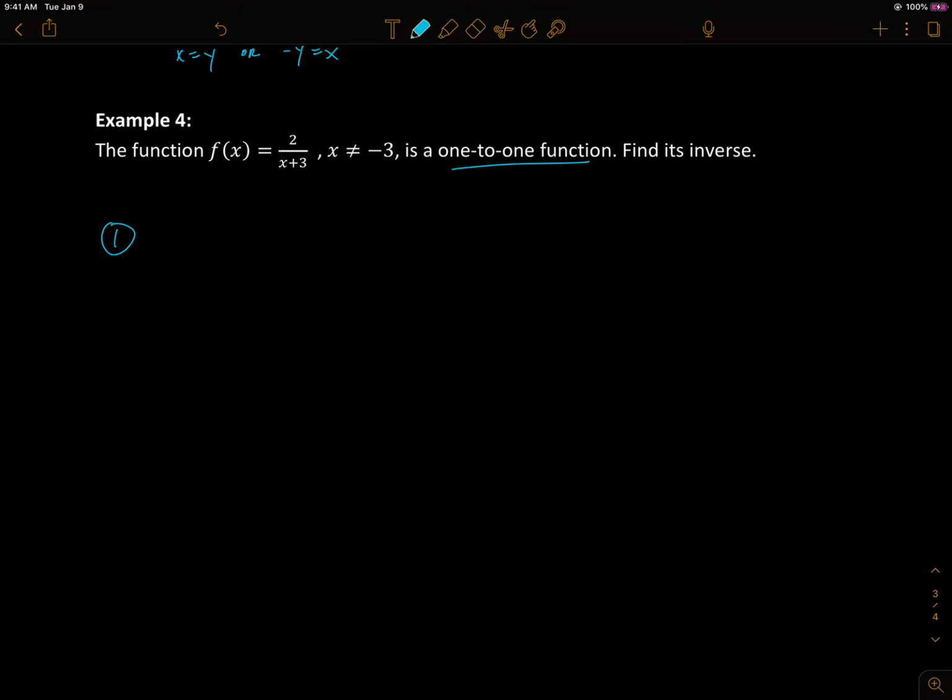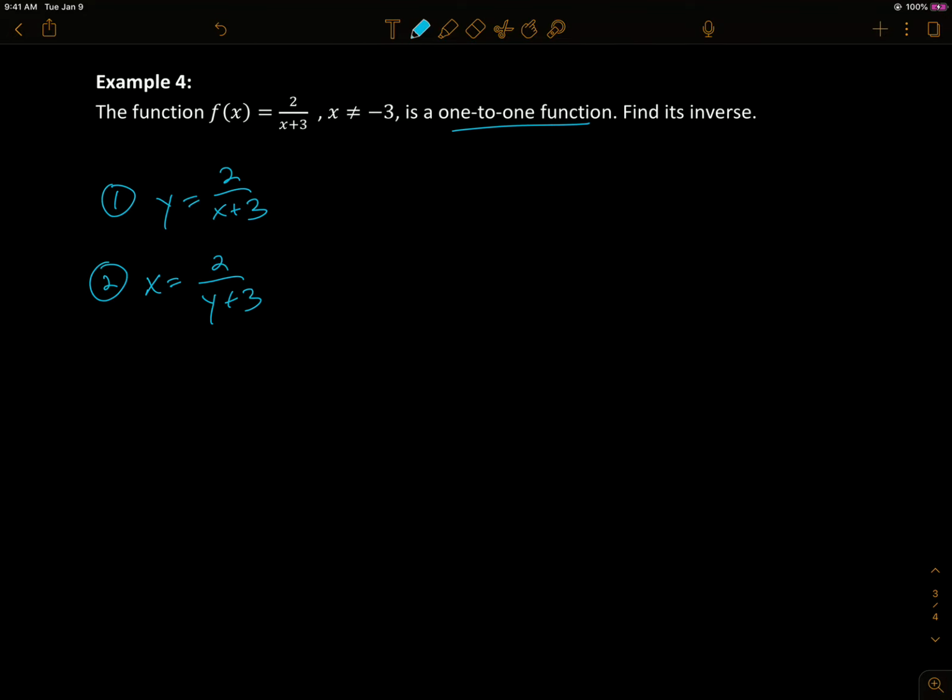Okay, so step 1, replace f of x with y. Step 2, interchange the x and the y. Step 3, solve for y. So in this case, I'm going to multiply both sides by the denominator. So I get x times y plus 3. Then I'm going to divide both sides by x. Then I'm going to subtract 3. And so I end up with 2 over x minus 3.